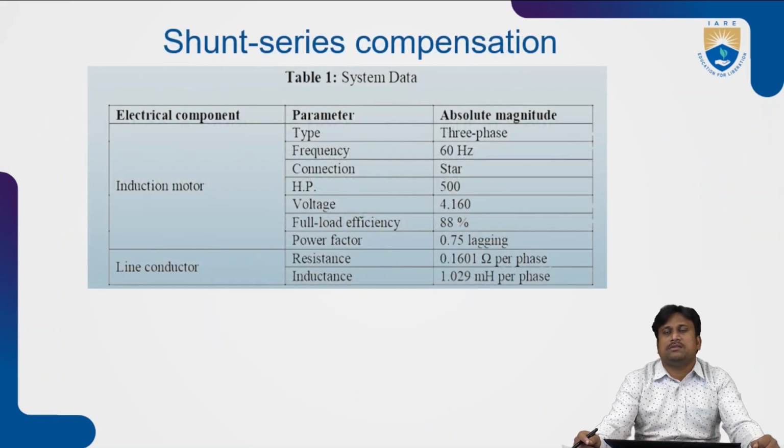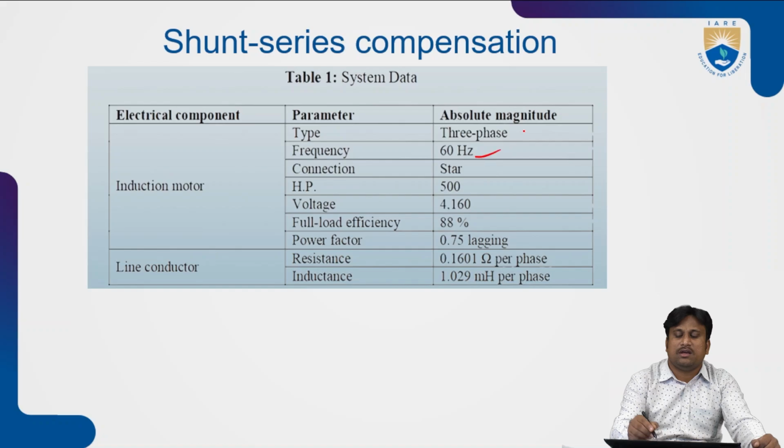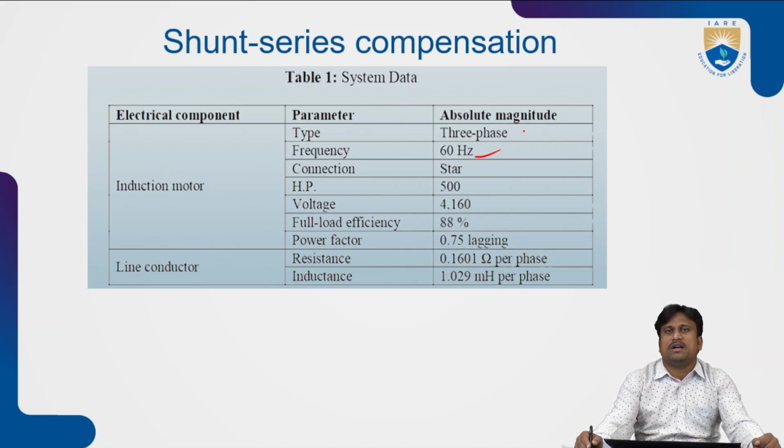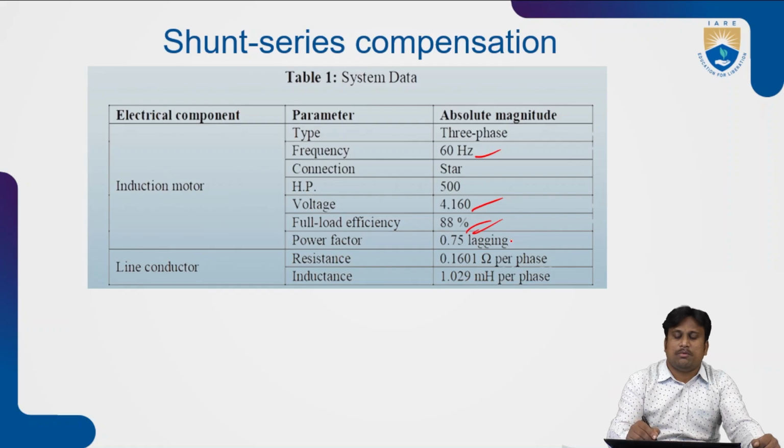So here is the system data considered for the induction motor. The type of machine is three-phase and the frequency is 60 Hz. The connection of the induction motor is star, and the rating of the machine is 500 HP at a voltage rating of 4160 volts. Full load efficiency is 88%. The power factor is lagging at about 0.75, the resistance is 0.16 ohms per phase, and the inductance is 1.029 millihenries per phase.